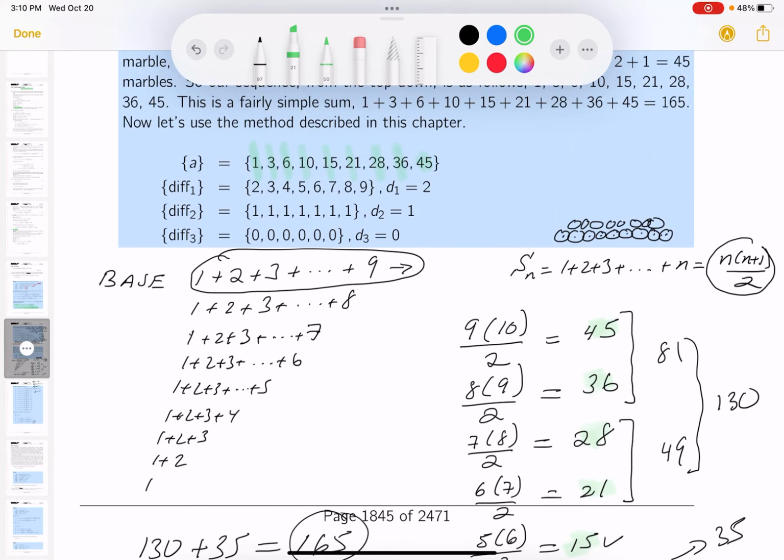Let me write this down too, because I didn't write it down. A1 is 1. And over here, these are the differences, and it's pretty easy to write down. 3 minus 1 is 2. Then you get 3, 4, 5, 6. Well, that's really easy, isn't it? 7. You get the idea. 8, 9. Really easy.